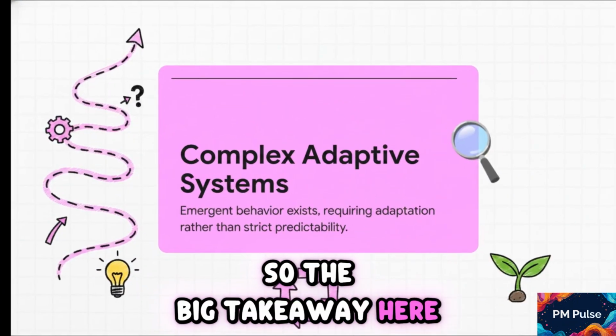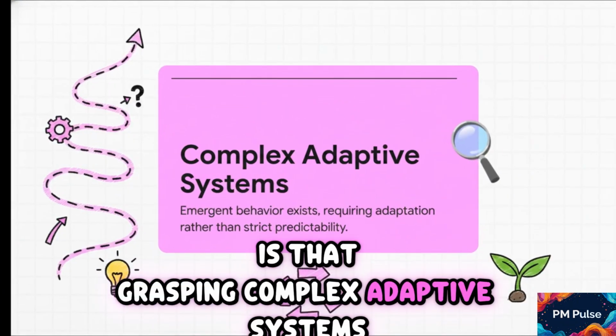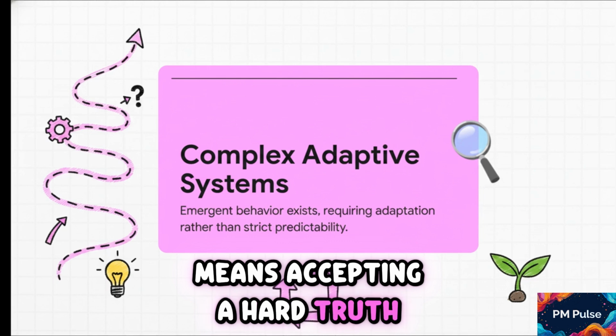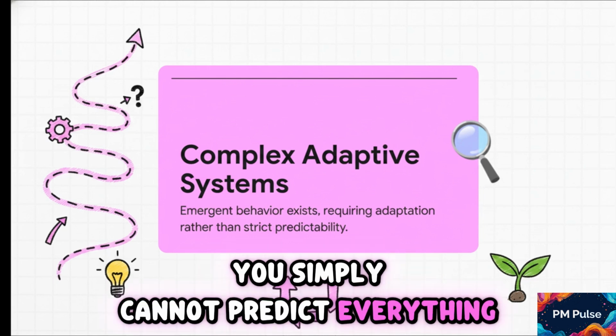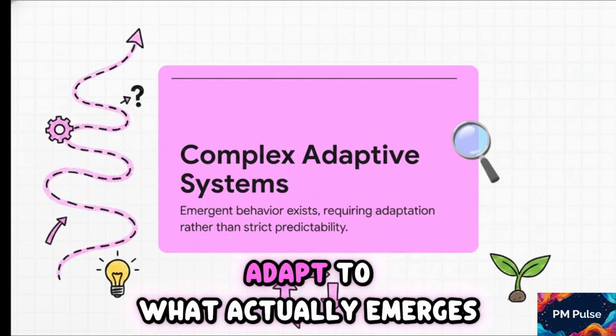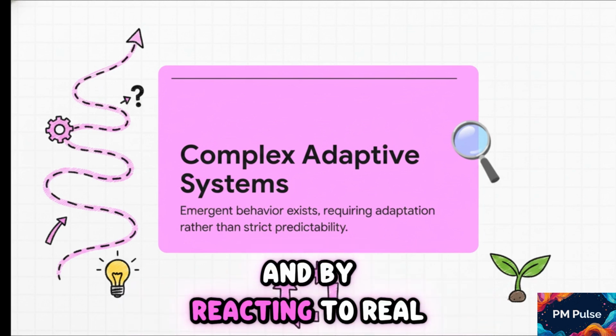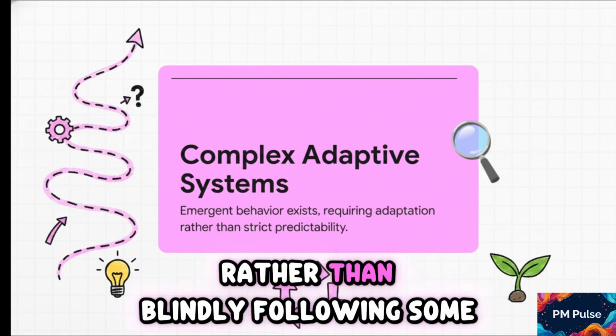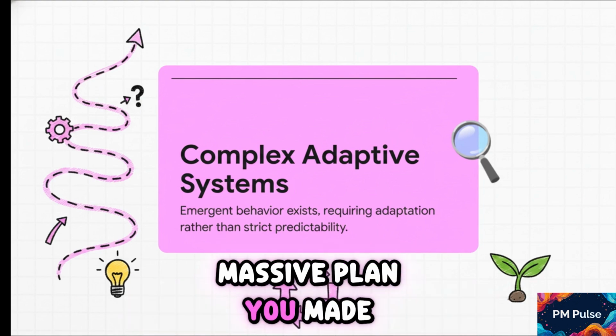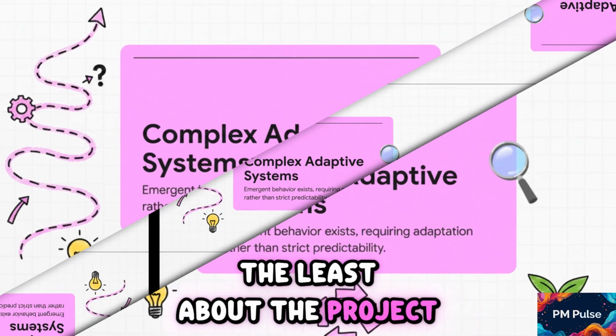So the big takeaway here is that grasping complex adaptive systems means accepting a hard truth. You simply cannot predict everything. It's impossible. You have to adapt to what actually emerges. You learn by doing, by iterating, and by reacting to real-time feedback, rather than blindly following some massive plan you made back when you literally knew the least about the project.